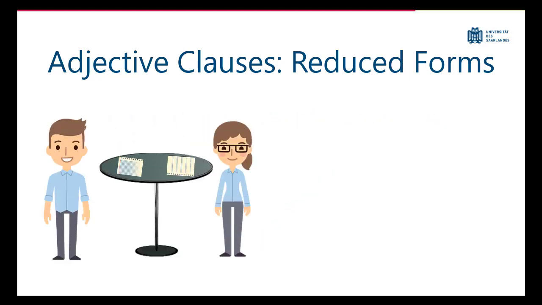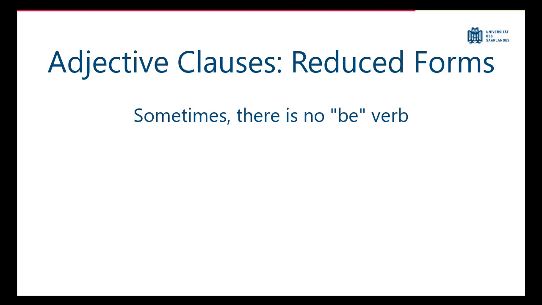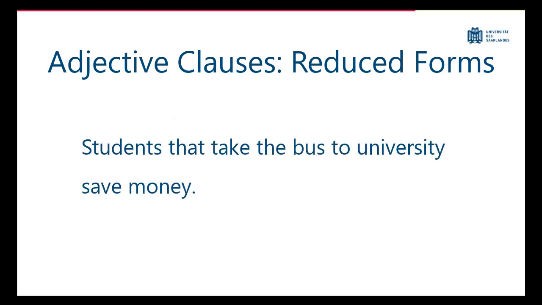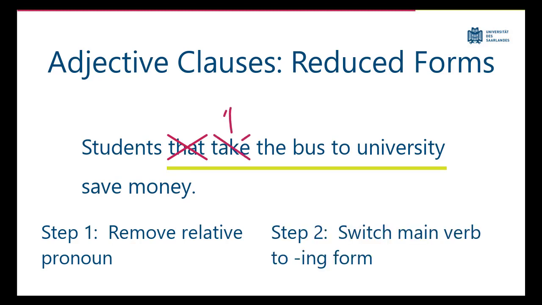"Okay," Linda says, getting back to business. "Is there anything else I should know about reducing adjective clauses to improve my writing?" "Just a couple more things," John says. "First, you're not always going to be dealing with a be verb. Let's look at an example that uses something else. The sentence, students that take the bus to university save money. In this case, we still take out the relative pronoun. The difference is that we now have to switch the main verb to its ing form. In the end, we have, students taking the bus to university save money."